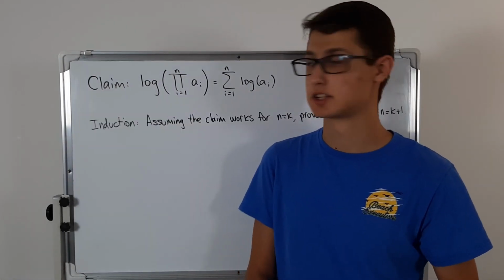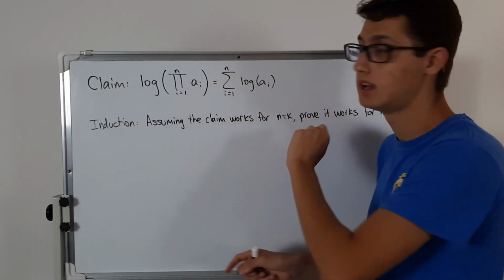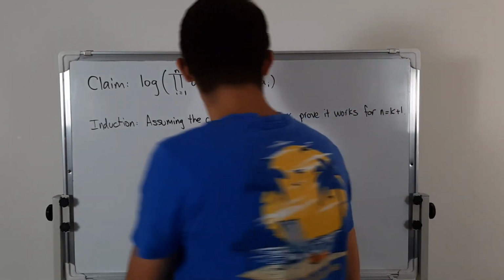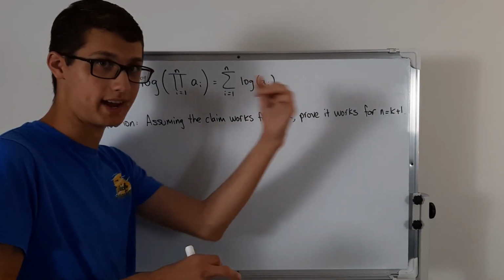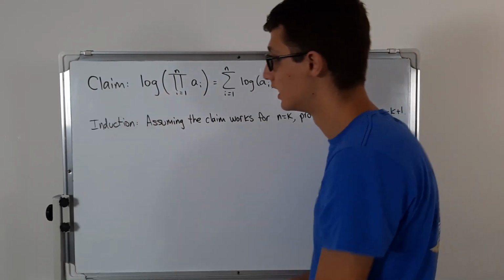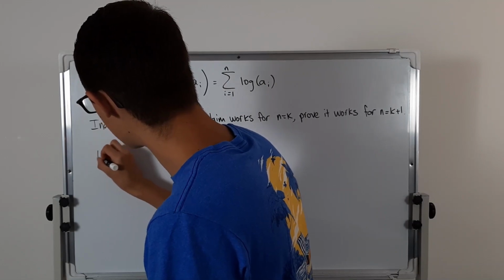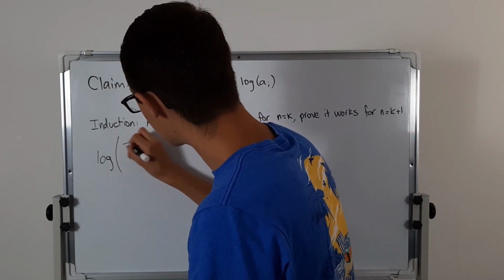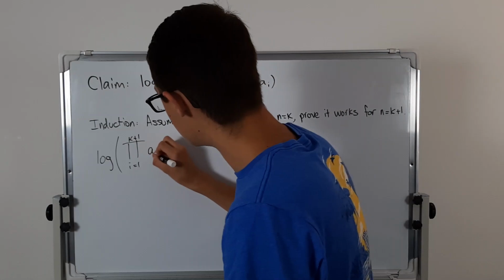Now we're doing induction here, so we're assuming that the claim works for n equals k, so if we plug in a natural number k for n, same thing basically. We're going to assume that, and now we're going to prove that it works for n equals k plus 1, essentially just the next integer. We can start again on the left. We'll get the logarithm of the same product, starting at 1 and ending at k plus 1 of a sub i.